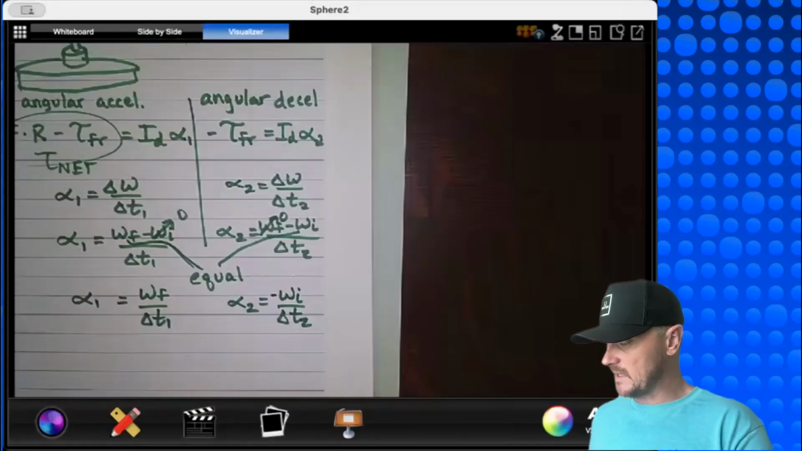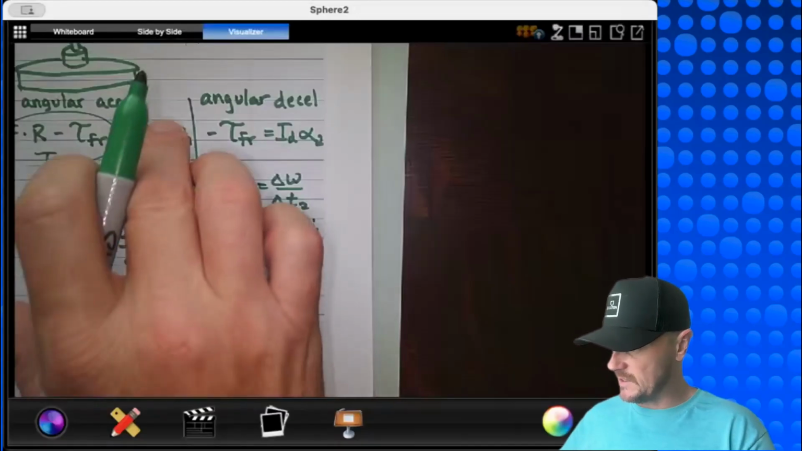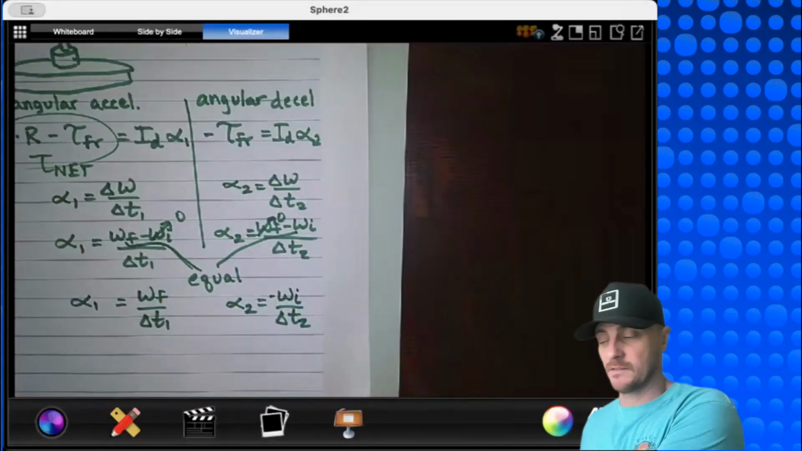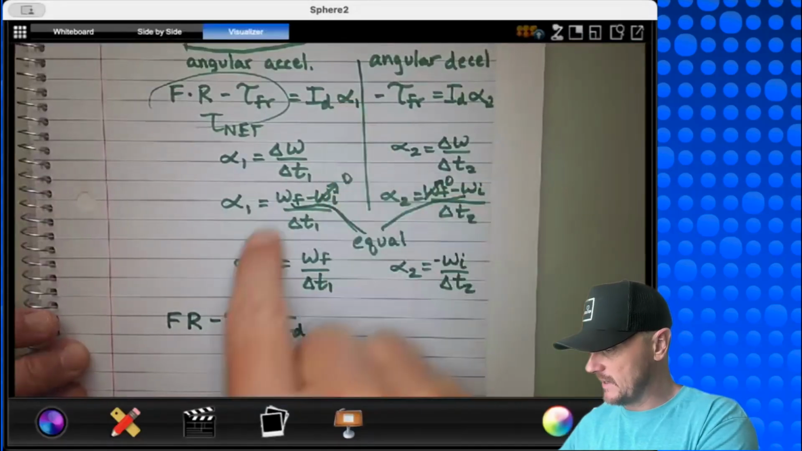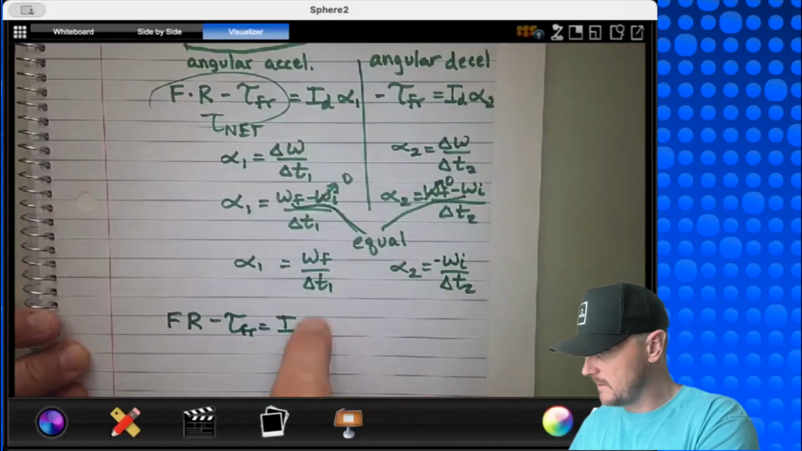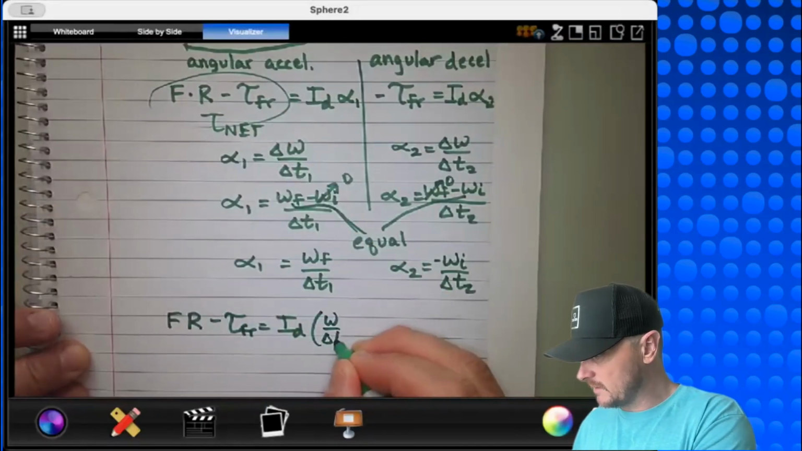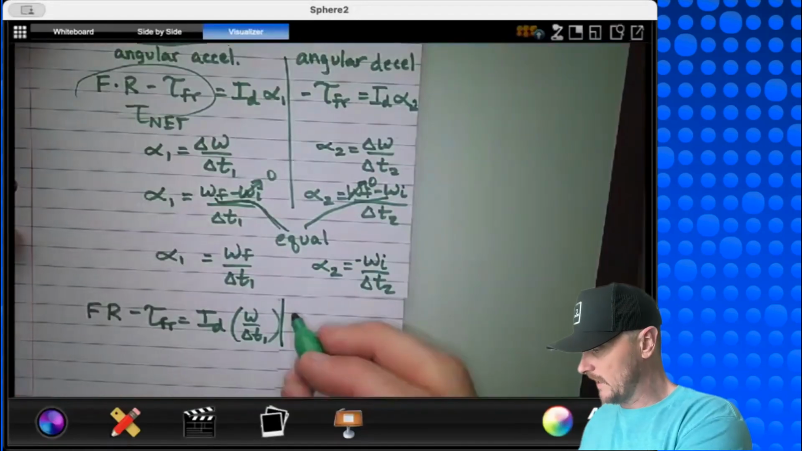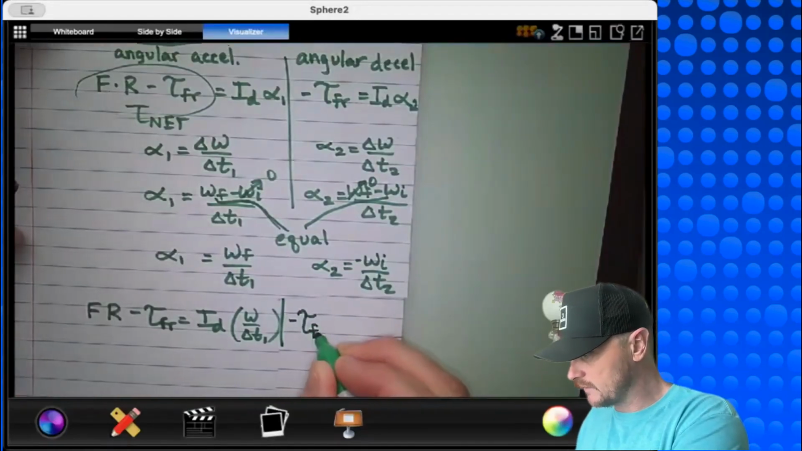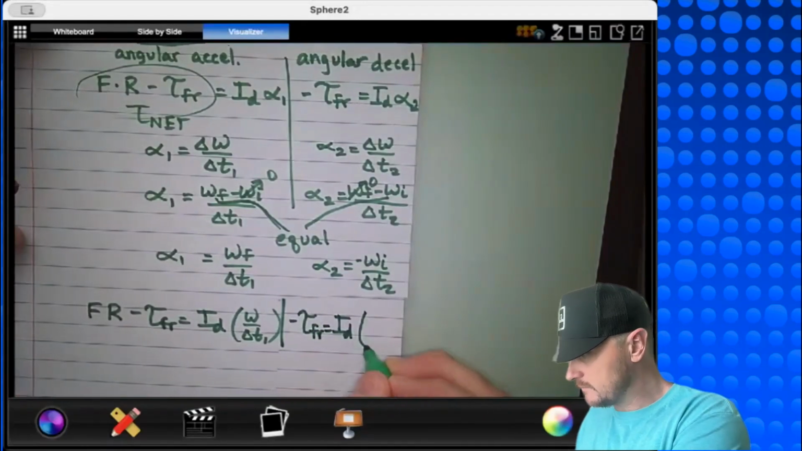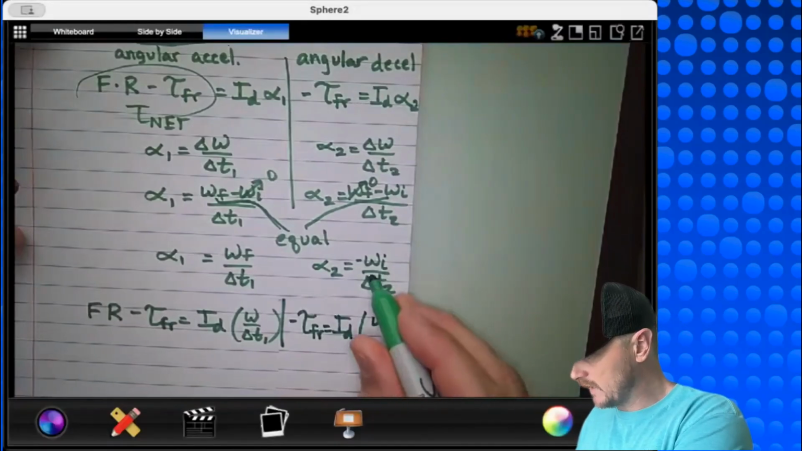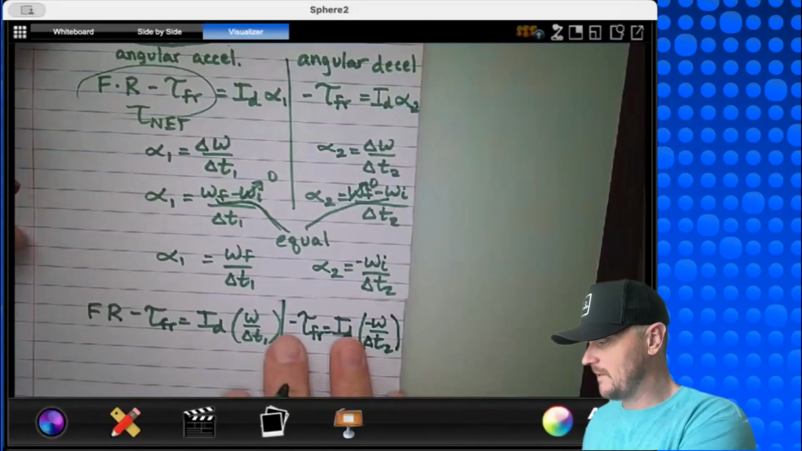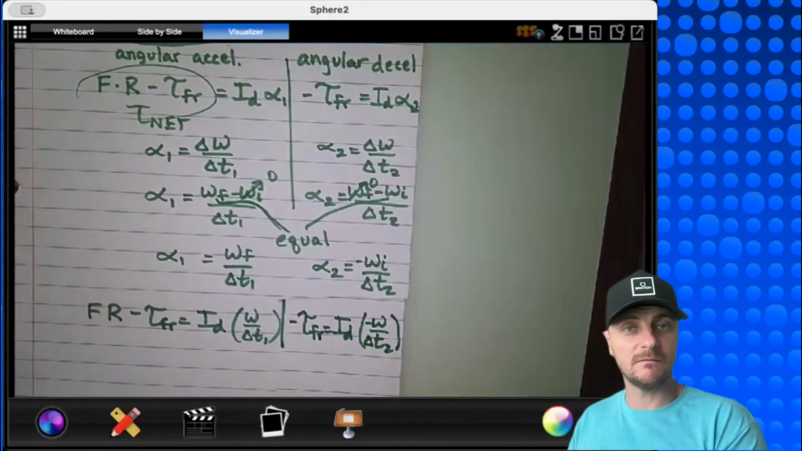So now I have these nice expressions, and I can plug these in respectively to alpha 1 and alpha 2. And that's what I'm going to do next. And here we go. I'm going to plug this into that. So I have all the same stuff as right here times, I'm just going to call it omega because we know that this omega is equal to that omega. And we have negative torque of friction equals ID times, again, I'll just call this omega, not omega initial, but there's a negative right there, divided by delta T2. And you can see those negatives cancel out, like I said.